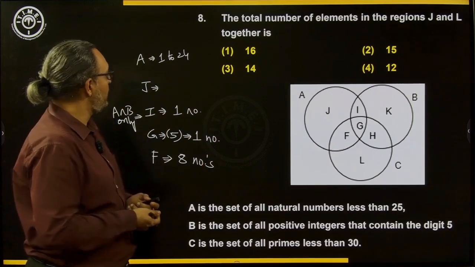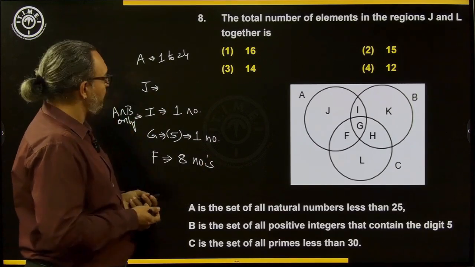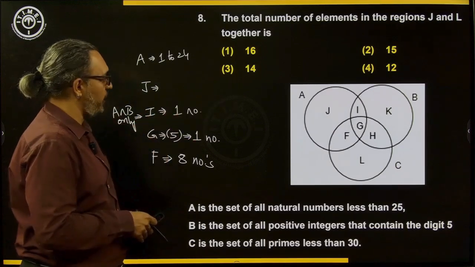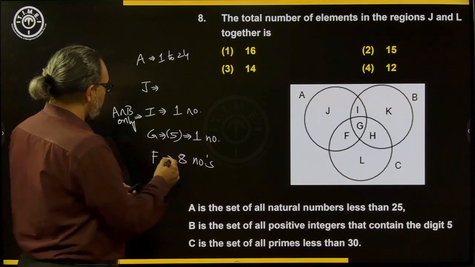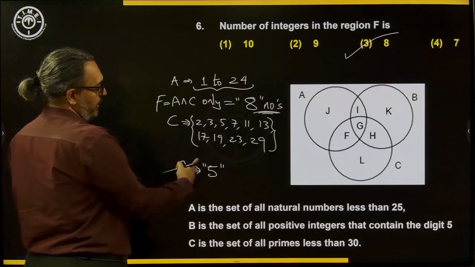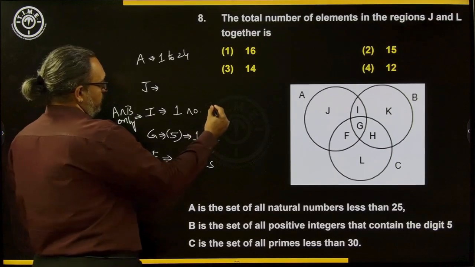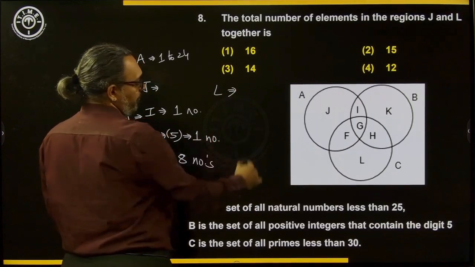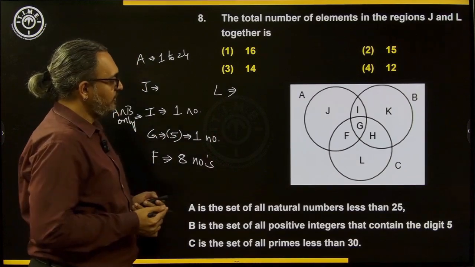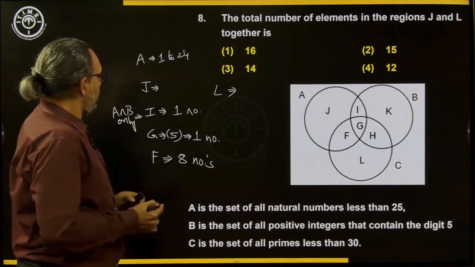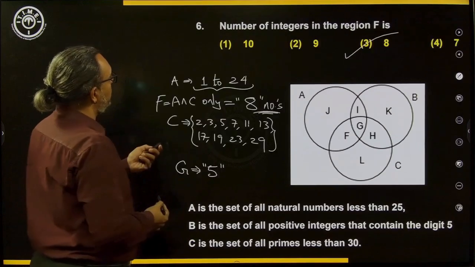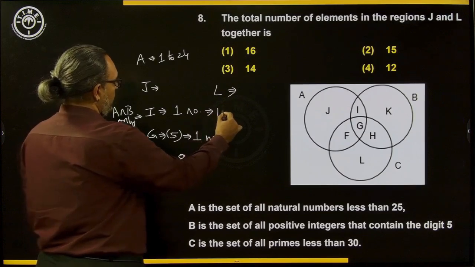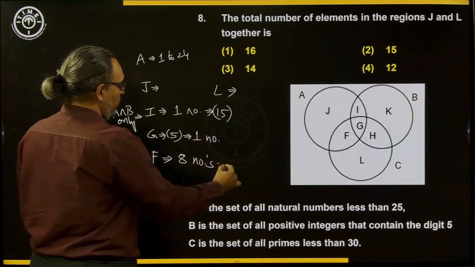So now how many are there in J? Basically, how many are there in J plus L? First let us look at how many are there in J. Then we also know that C has these many numbers, correct? So for L, I also need to know how many are there in L. So first let's look at J. Now the number that I have for I is 15. So here you have 5. Now here you have 8 numbers.